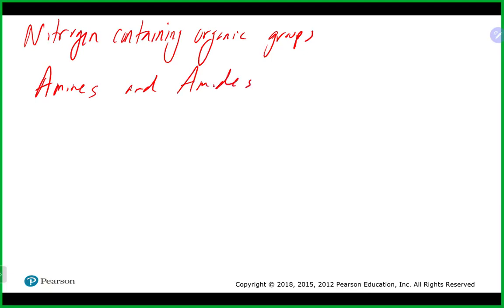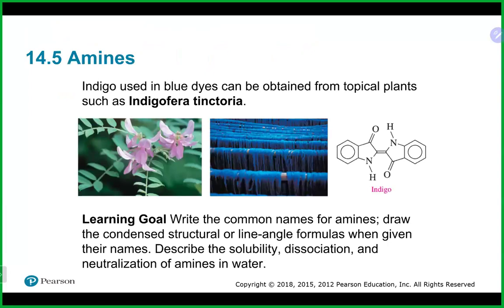They both basically have nitrogen as part of their functional group. And they're really based off of a couple other types of organic molecules that we'll talk about. But first, we're going to start with amines.